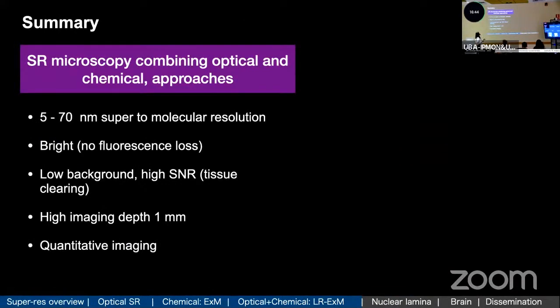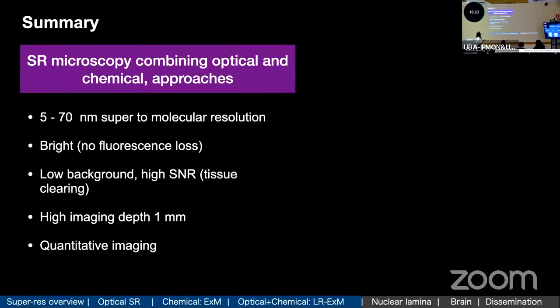the advantages of the expansion microscopy, especially LR expansion microscopy. So it reaches 5 to 17 nanometer resolution. You see a range, not a single number. It's because when you expand your samples at a different expansion factor, or when you image your expanded sample on different microscopes, you will reach different resolution.